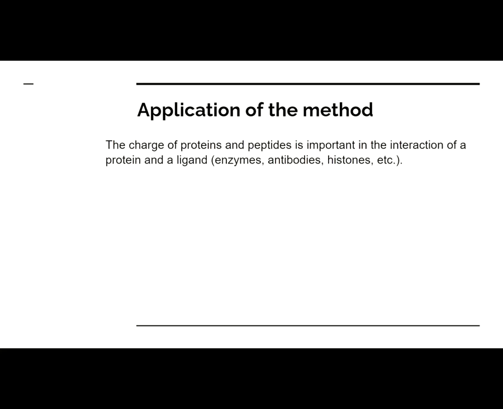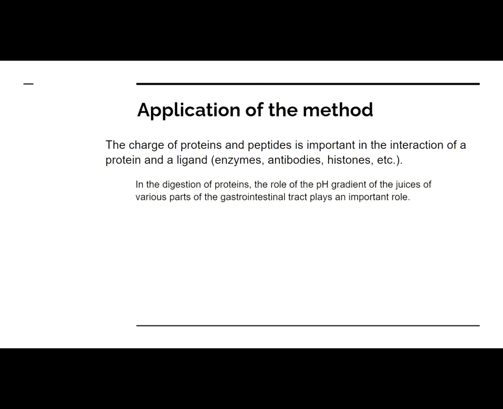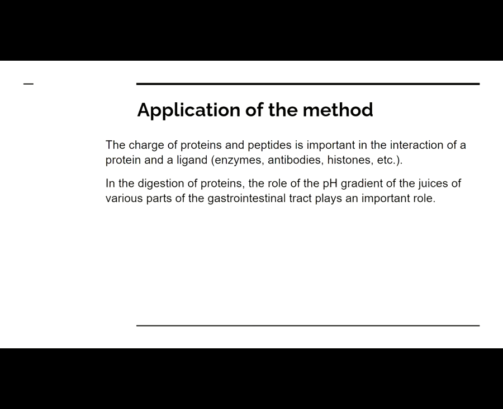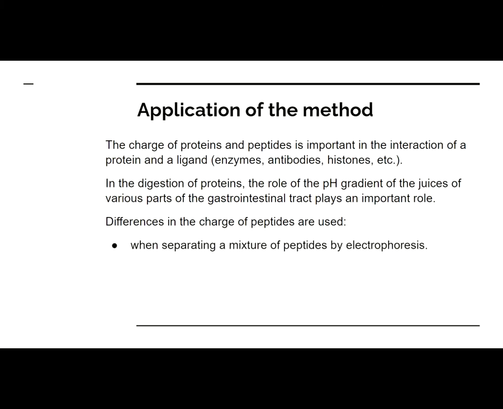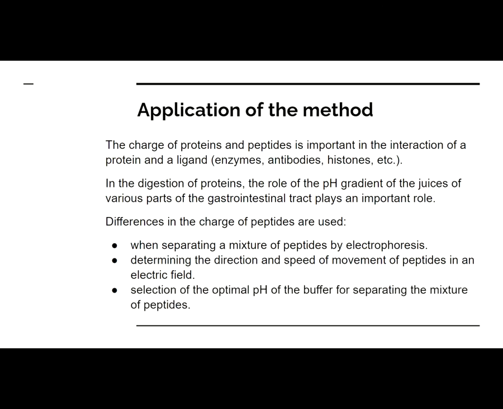Applications of this method: the charge of proteins and peptides is important in the interaction of a protein and a ligand, like enzymes, antibodies, histones, etc. In the digestion of protein, the role of the pH gradient of the juices of various parts of the gastrointestinal tract is very important. The difference in the charge of peptides is used when separating a mixture of peptides by electrophoresis, determining the direction and speed of movement of peptides in an electric field, and also in selecting the optimal pH of the buffer for separating the mixture of peptides.